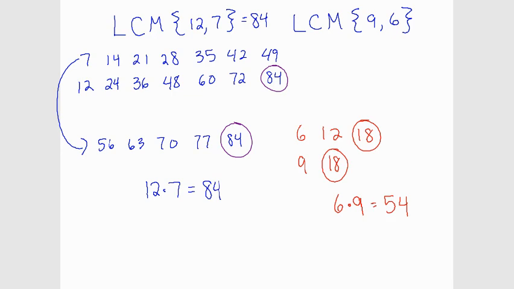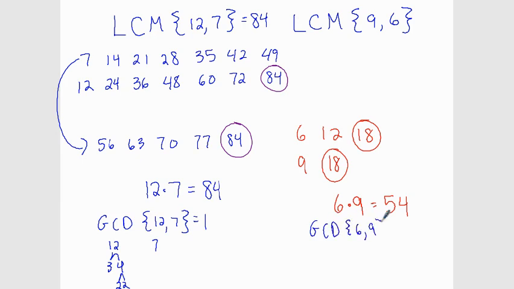Well, if we look at the GCD, the greatest common divisor of 12 and 7, again, small numbers, but let's create our factor trees anyway. We get 3 and 4 and 2 and 2 from 12. And then 7, well, that's a prime number. We don't have any greatest common divisor other than 1. So the greatest common divisor of 12 and 7 is 1. What about 6 and 9? The greatest common divisor of 6 and 9.